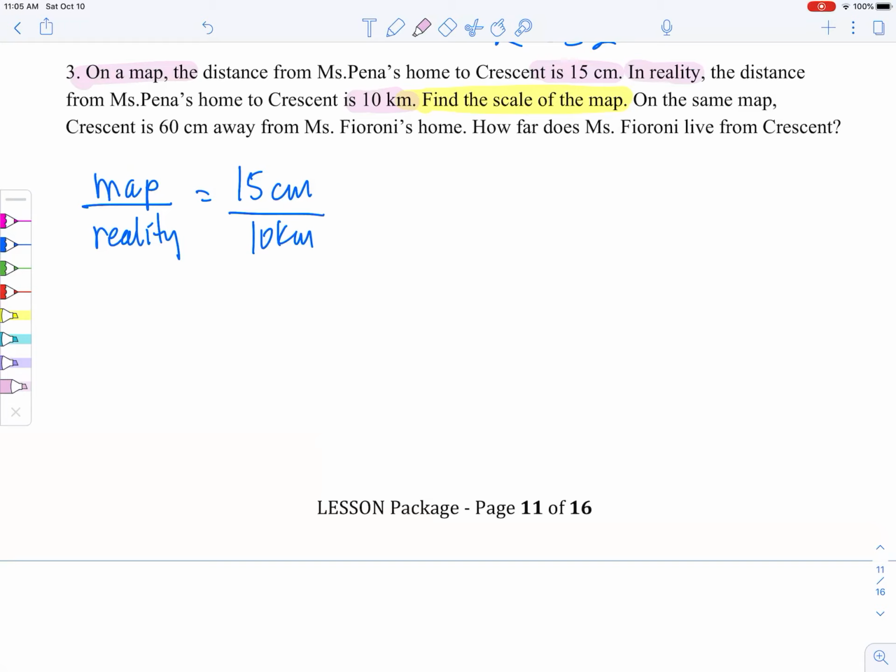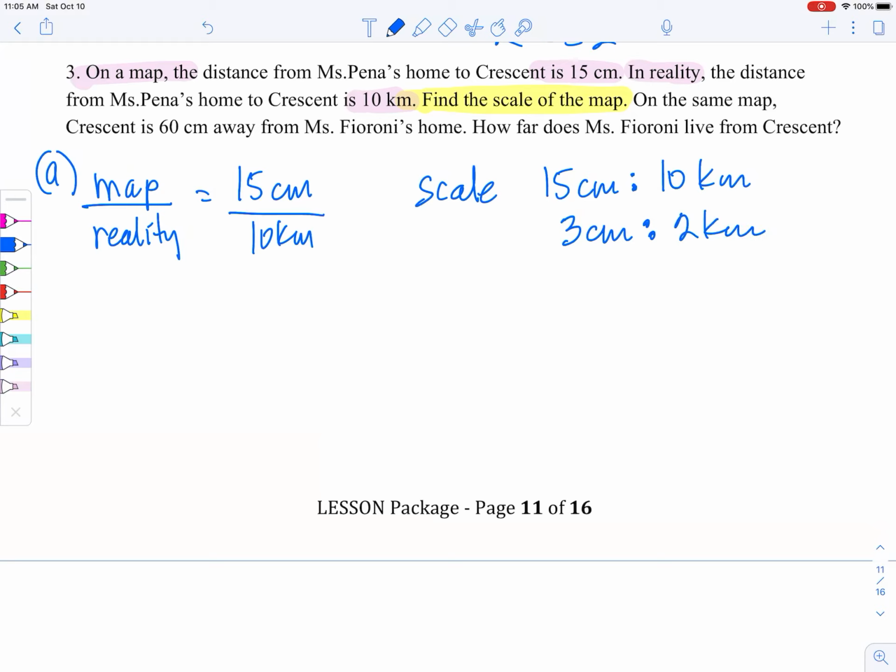So the scale on the map would be 15 centimeters represents 10 kilometers. We could simplify it, divide both sides by 5, and we get that 3 centimeters on our map is 2 kilometers in the real world. So we now have our scale.